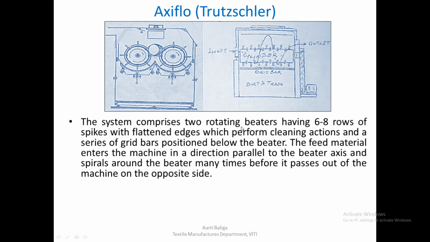The system comprises two rotating beaters having 6 to 8 rows of spikes with flattened edges, which perform cleaning actions, and a series of grid bars positioned below the beater. The feed material enters the machine in a direction parallel to the beater axis and spirals around the beater many times before it passes out of the machine on the opposite side. As we have already seen, before it passes out on the other side, it will spiral many times around this beater. Again, there will be baffle plates which will help the material spiral around these cylinders, and only after a few spirals are completed around these beaters, the material will be allowed to exit.